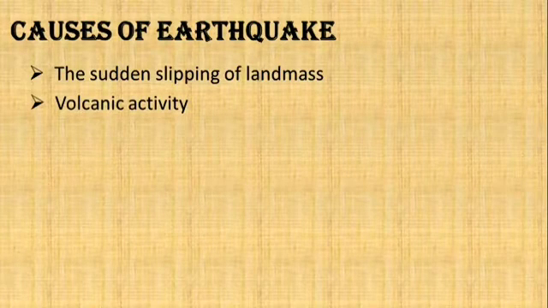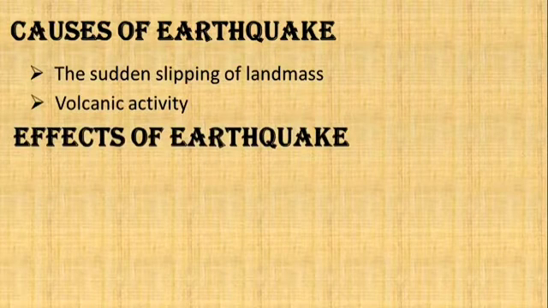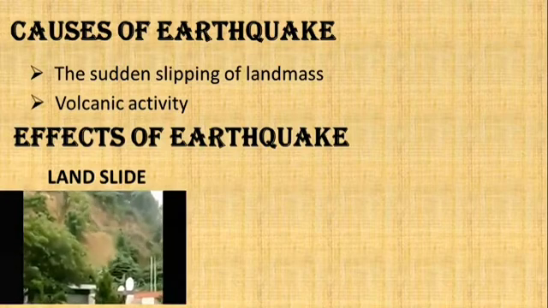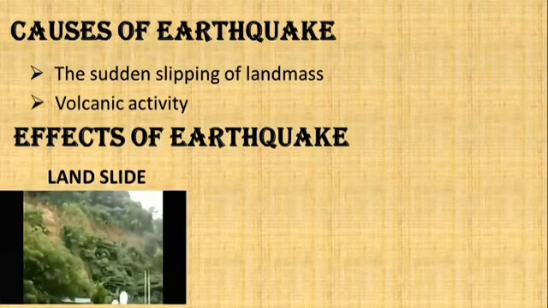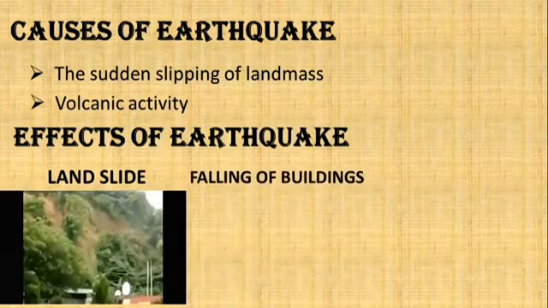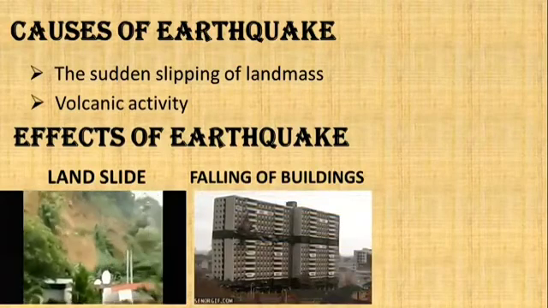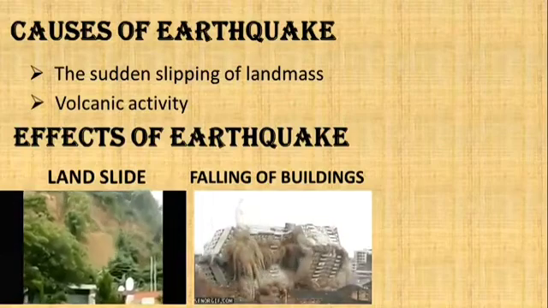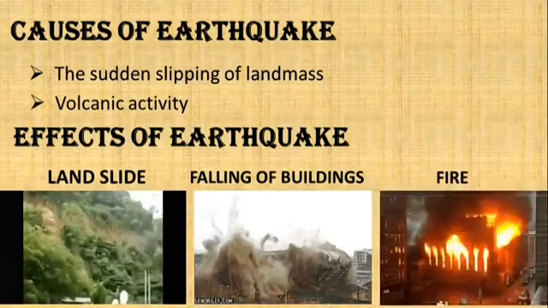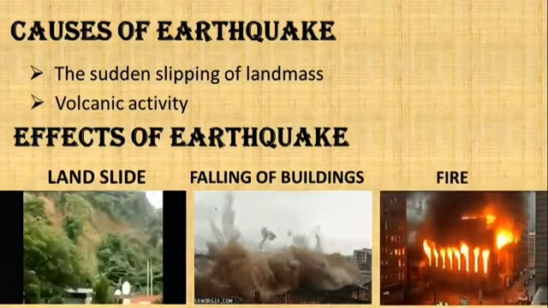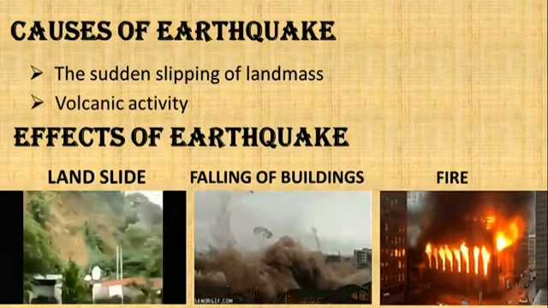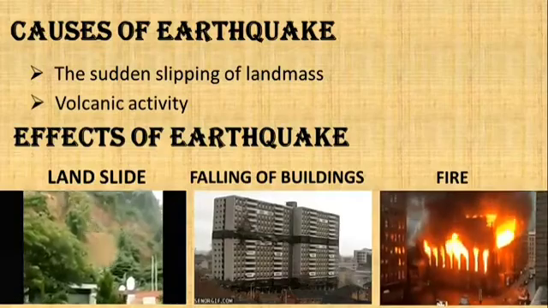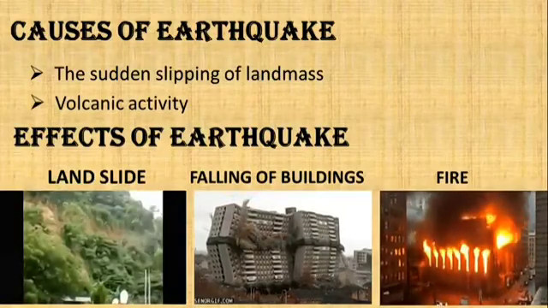Now let's see about the effects of earthquake. The vibrations from the earthquake cause landslides in mountainous regions. The greater danger is the falling of buildings, which may result in greater harm to people. It also results in fire. The underground water system also gets disturbed by these movements. The earthquake waves are of three types: P waves, S waves and L waves.